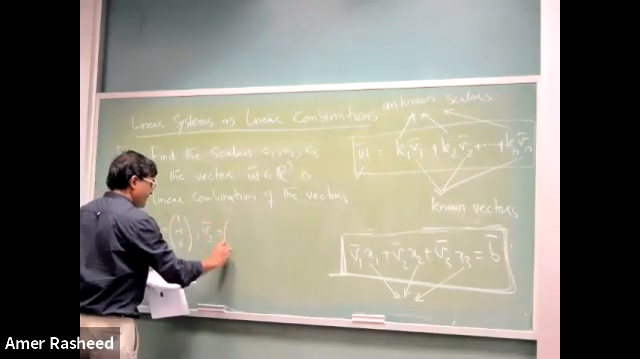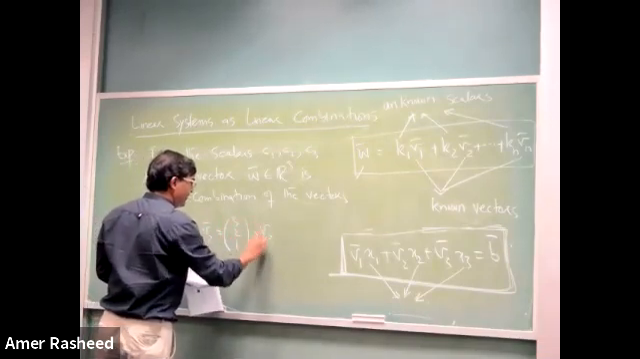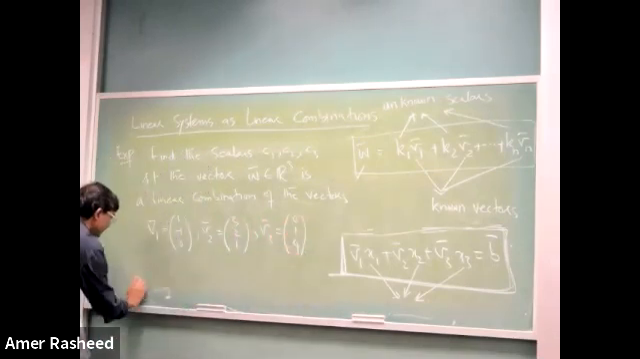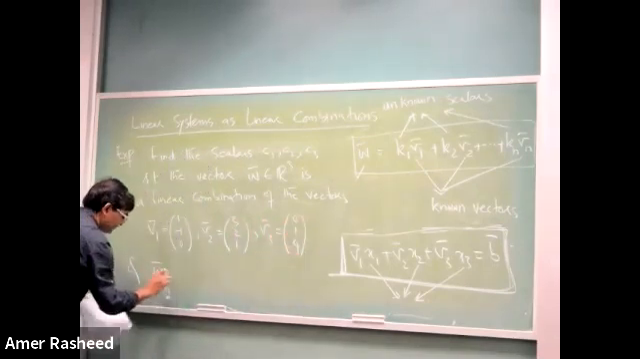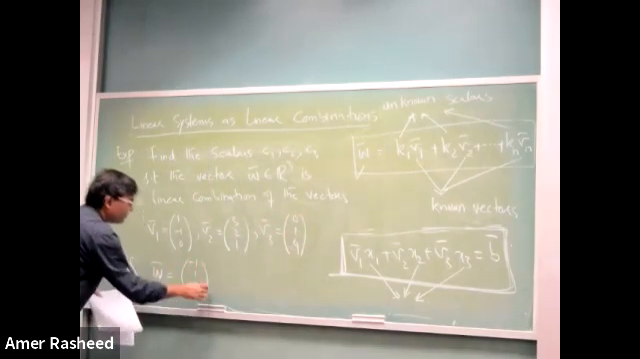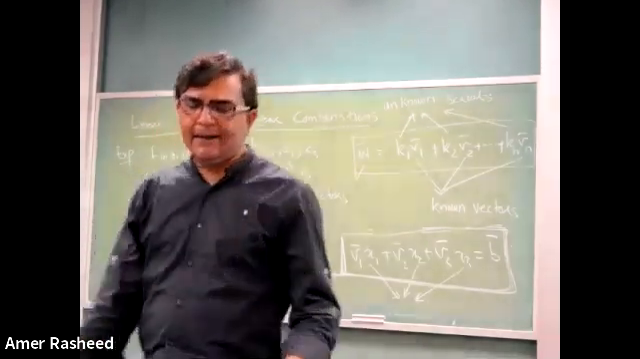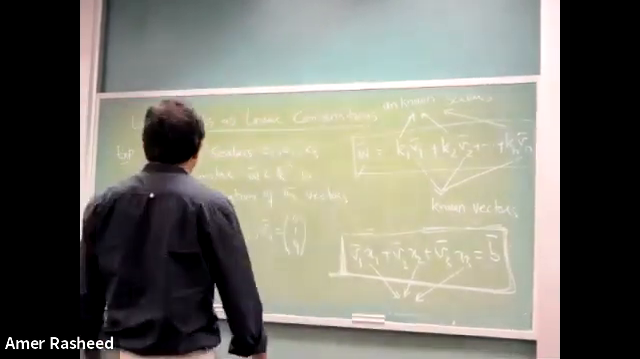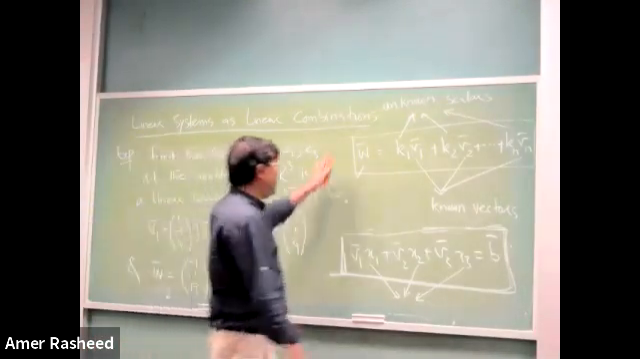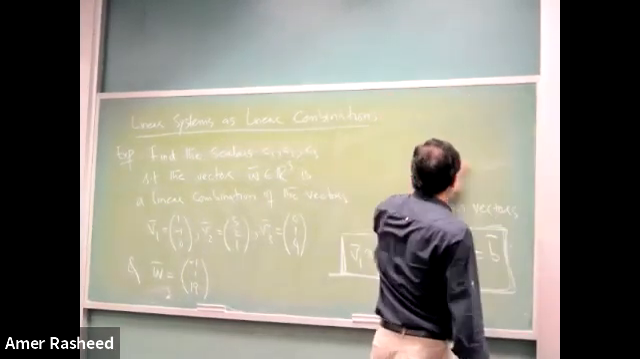v2 is 3, 2, 1, and v3 is 0, 1, 4. And W is given as -1, 1, 19. Now we have to check whether W can be written as a linear combination of the vectors v1, v2, v3 or not.